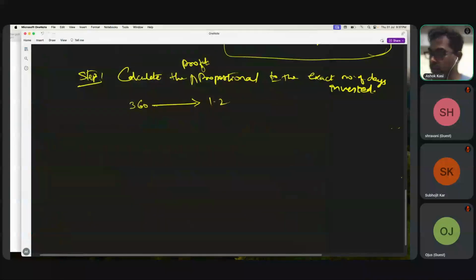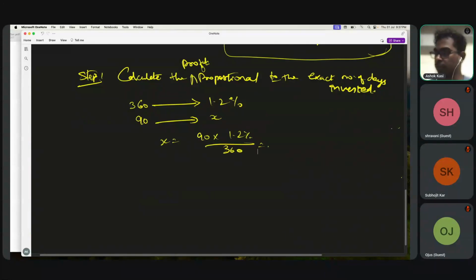So 360 days, 1.2 percentage. I want it proportional. That means for 90 days, how much? So 90 into 1.2 percentage divided by 360. Calculate this. 0.3%. Just go for 4-5 decimals. So it's 0.3 only. Exactly 0.3 percentage. Okay, fine. So we got proportional 0.3.